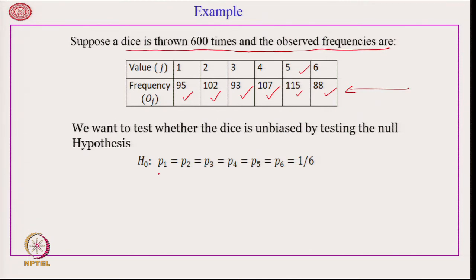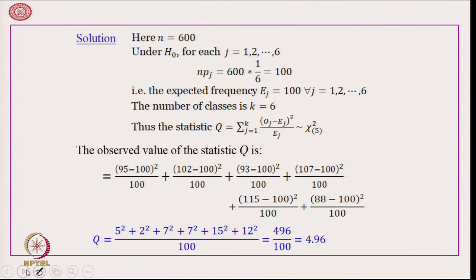So, what we are testing is H naught: P1 is equal to P2 is equal to P3 is equal to P4 is equal to P5 is equal to P6, that is all the 6 probabilities are equal and each one of them is 1 by 6. This is the null hypothesis that we are testing against the alternative that the die is not unbiased. So, what we do is the following: n is 600, there are 6 classes. Under the null hypothesis, Npj is equal to 100, that is the expected number of observations coming from each class is 100, that is my Ej.